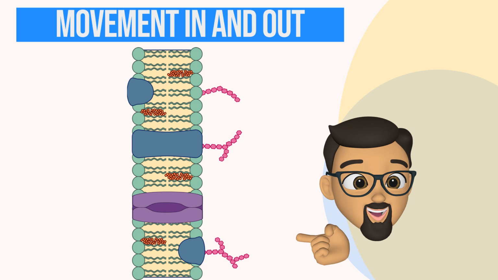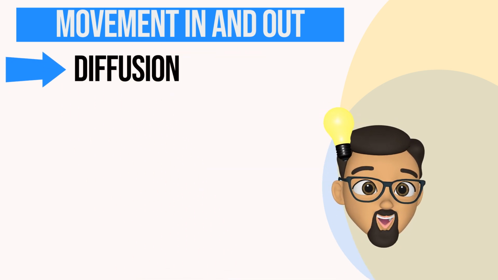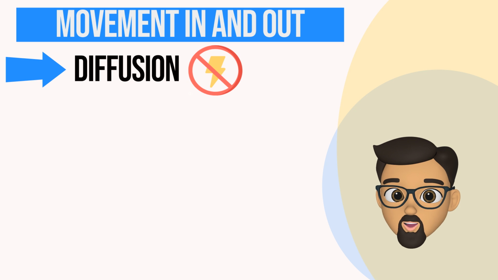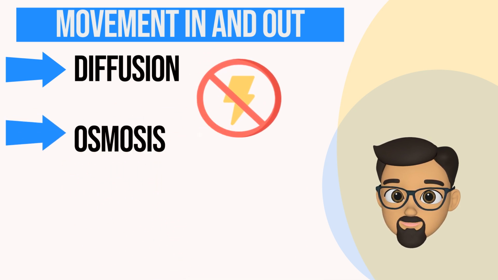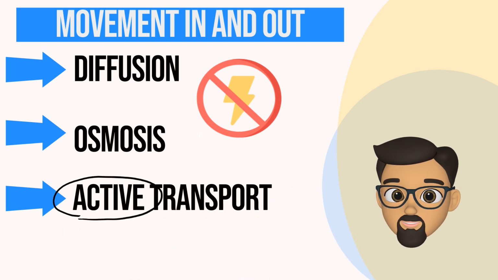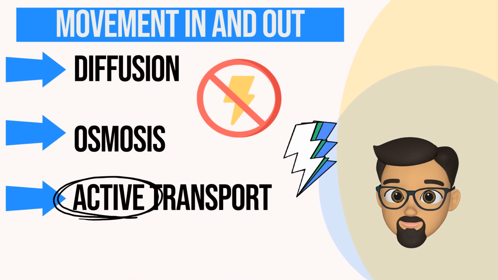The first one is diffusion. It is a passive process. Passive means it doesn't need energy. The second one is osmosis. It is also passive, but it's specific for water only. And the third one is active transport. It's called active because it uses energy to complete the movement.